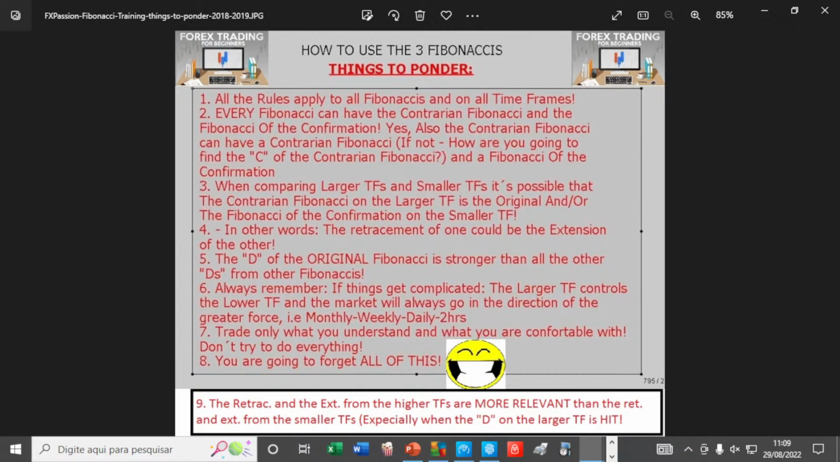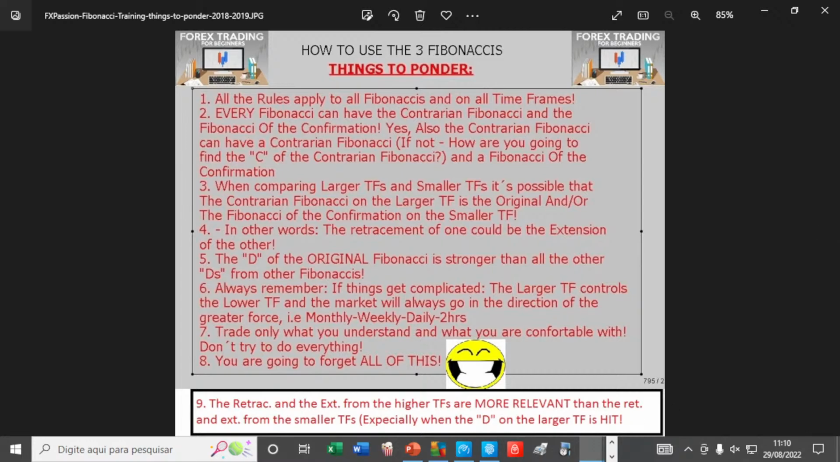Number 9, the retracement and the extension from the higher time frames are more relevant than the retracement and extensions from the smaller time frames. Don't trade just the 2-hour chart. Don't trade just the 4-hour chart. Pay attention to what the daily is doing, what the monthly is doing, what the weekly is doing, especially when the D on the larger time frame is hit. Okay, everybody, type in the chat a currency pair that is in a downtrend on the daily, down extension, so we can move forward and check how to find the confirmation Fibonacci in a downtrend.